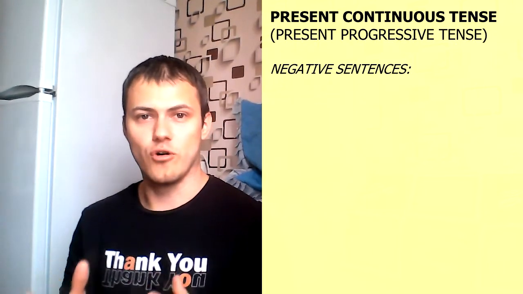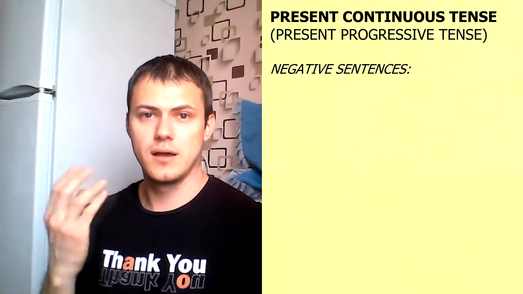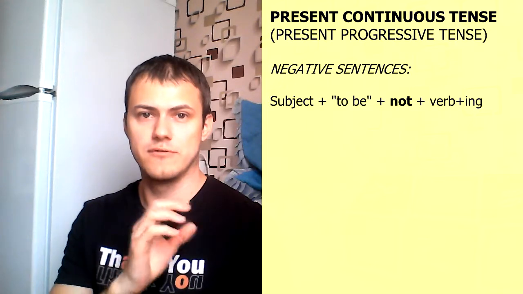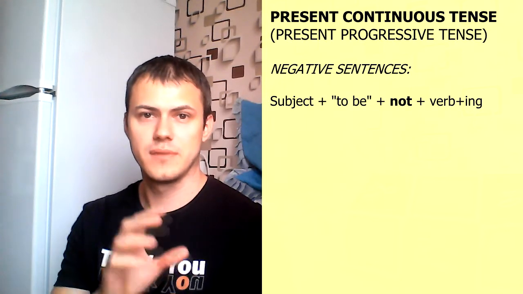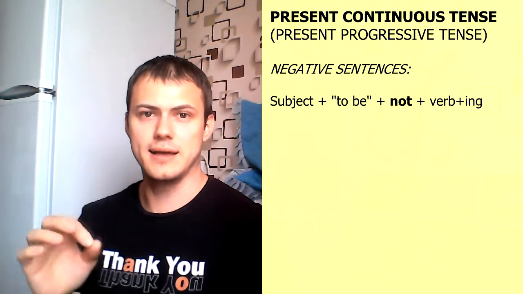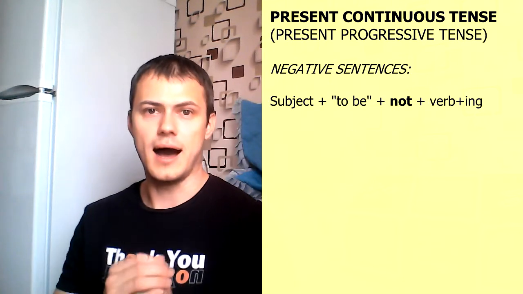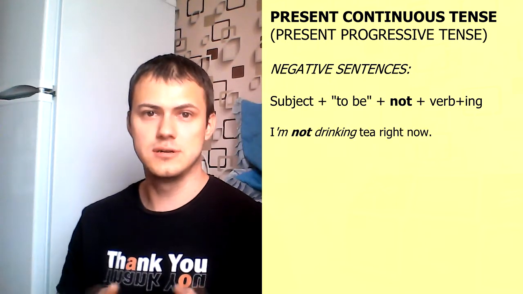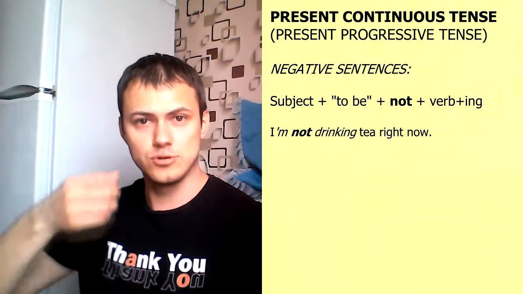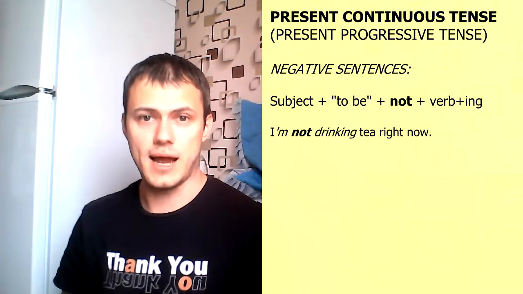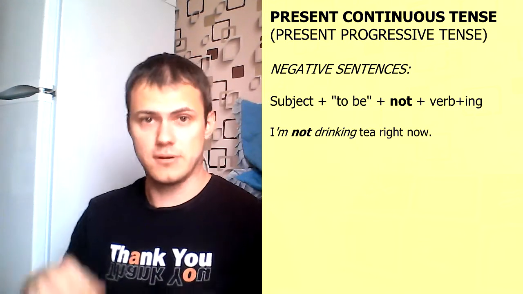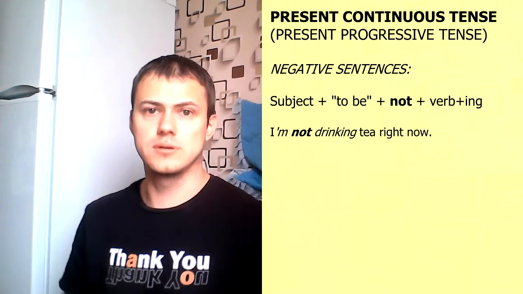The structure of negative sentences using present continuous tense is subject plus verb to be plus not plus main verb plus ing form. For example, I'm not drinking tea right now. My mug is on the table. I'm not drinking tea right now. I drink tea maybe a few times per day, but right now I am not drinking my tea.